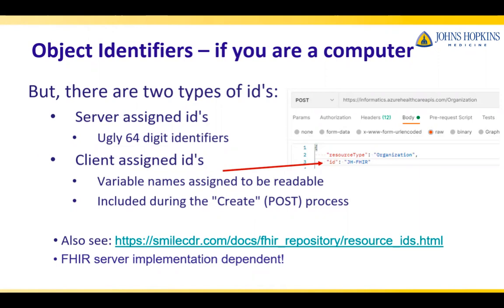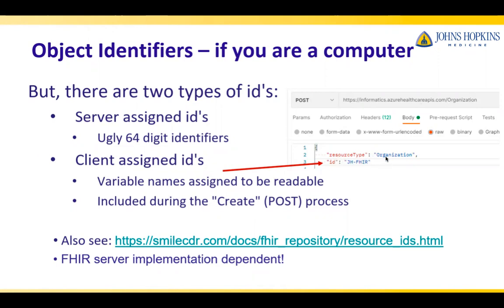So the way that this is done is that when you're doing a create, which is a post in HTTPS, here we have this is Postman. So here we have a post. Here we have the endpoint, which is informatics.azurhealthcareapis.com, followed by the resource name. It's an organization. So down here we have the JSON for the body of the post that we're going to send to the FHIR server.